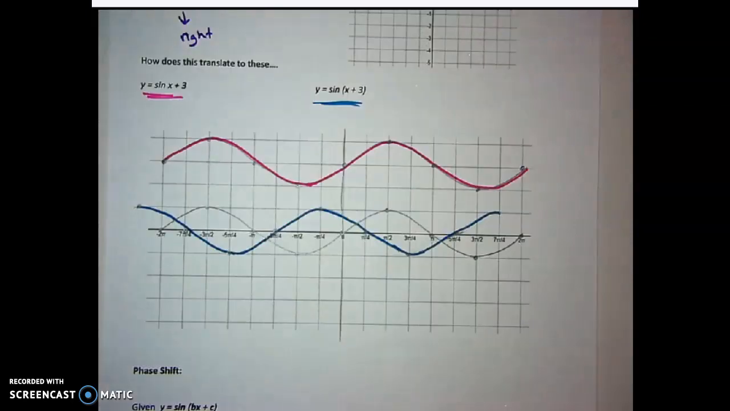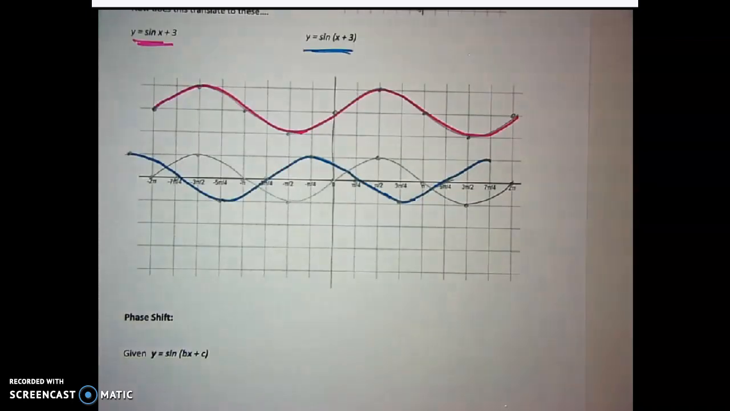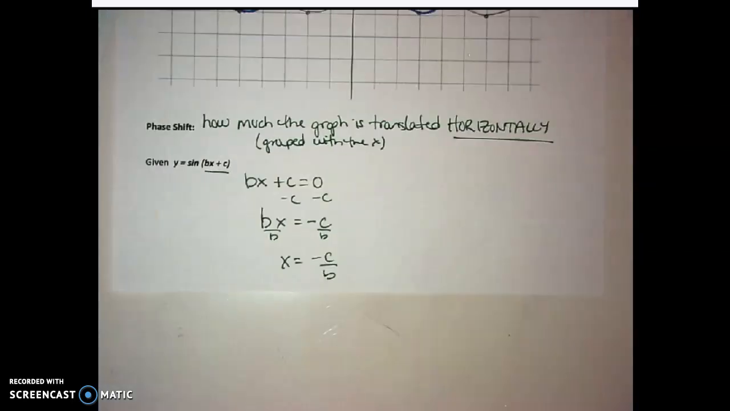And there's the graph of y equals the sine of x plus 3. I graphed the original sine graph, and I simply shifted all of those points on the original sine graph left 3. So that second one, the blue graph, is called the phase shift. It tells you how much the graph is translated horizontally. It's always the value that's grouped with the x. Therefore, the way you're going to find the phase shift is by taking whatever that is after the trig function, and you're going to set it equal to 0, solve for x, and that will tell you how far you're moving it left or right.